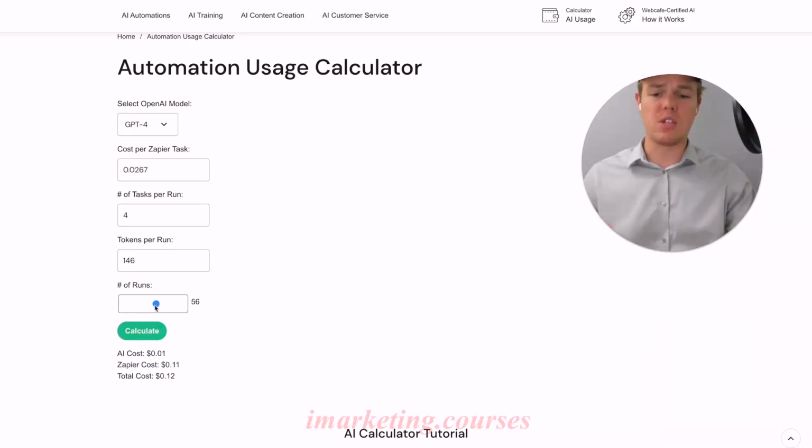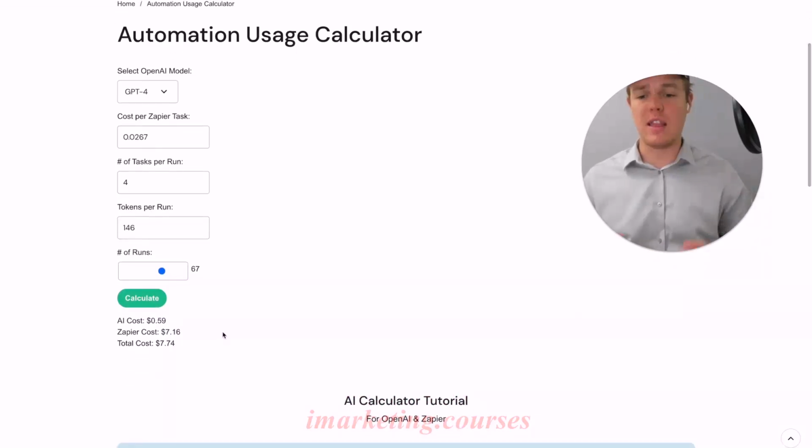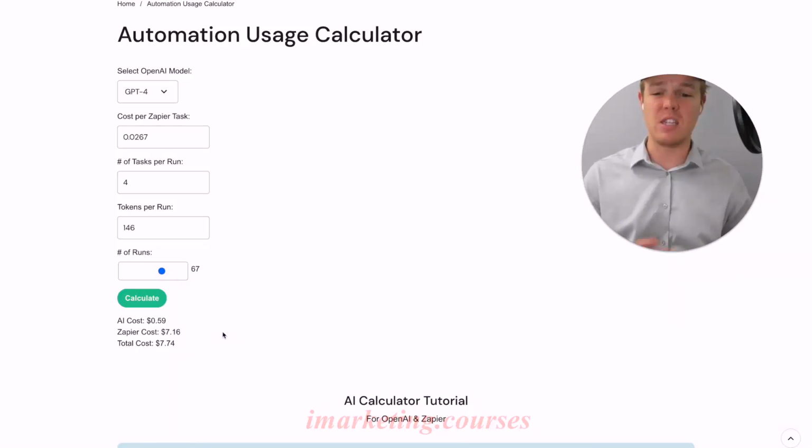Furthermore, we have a nice little slider here. So if we wanted to do maybe 67 runs, we will now understand that for AI costs, it's around 59 cents. For Zapier costs, it's around $7.16 with a total cost of $7.74.